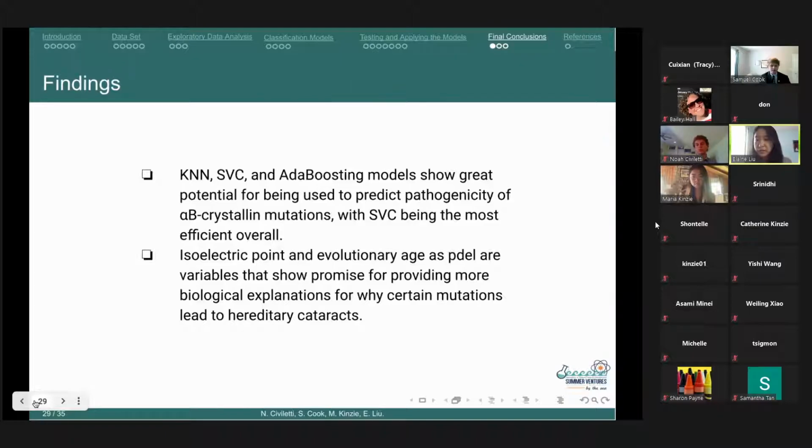Ultimately, there are 2 key findings from our research project. First was that non-linear models, KNN, SVC, and ADA boosting specifically, were really good at predicting pathogenicity of alpha-beta crystalline mutations, with, of course, SVC being the most efficient overall. And second were specific variables like isoelectric point and evolutionary age as p-del, that were able to give more explanation biologically as to why certain mutations over others led to hereditary cataracts and add more to the literature surrounding hereditary cataracts.